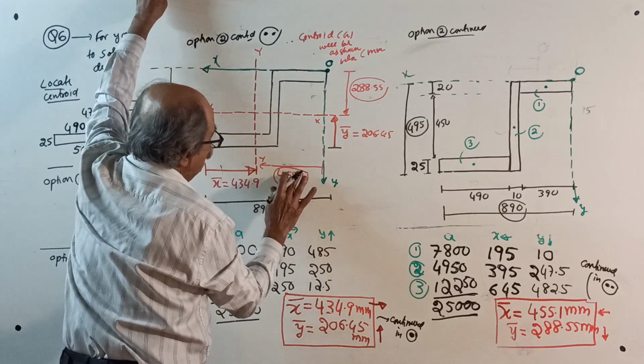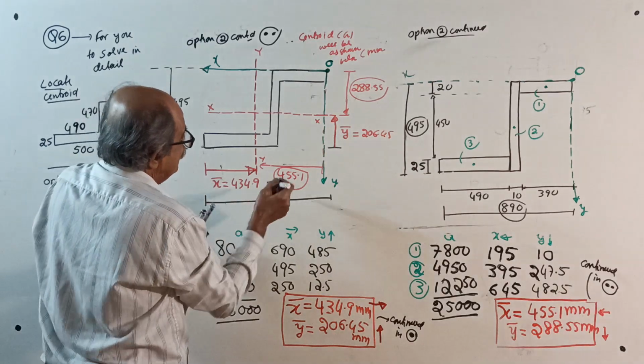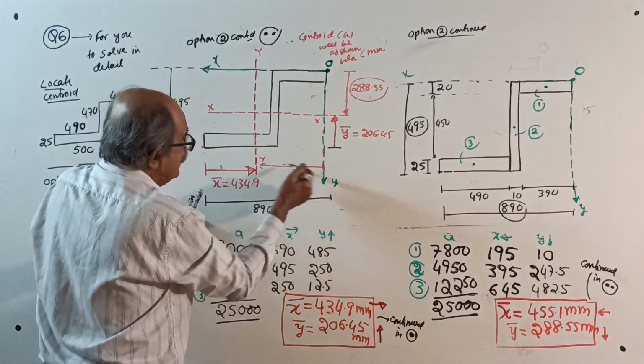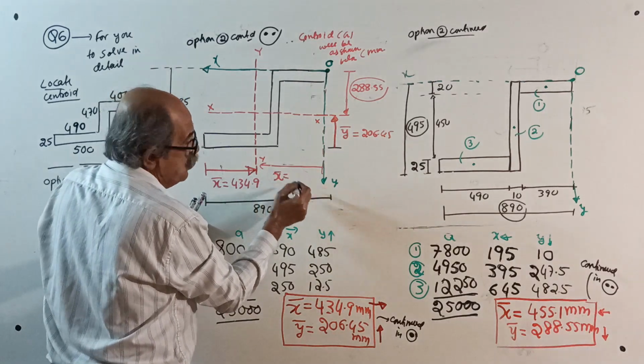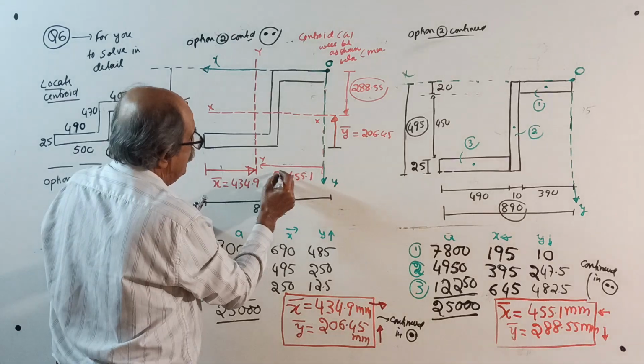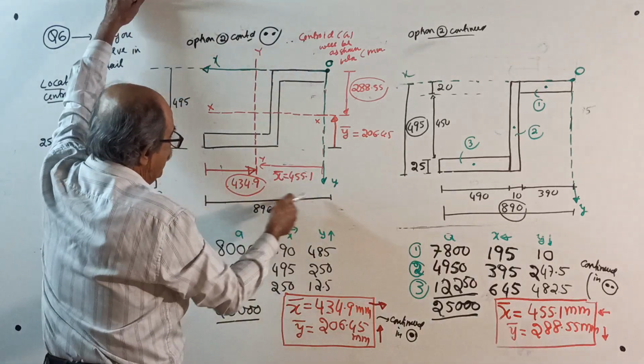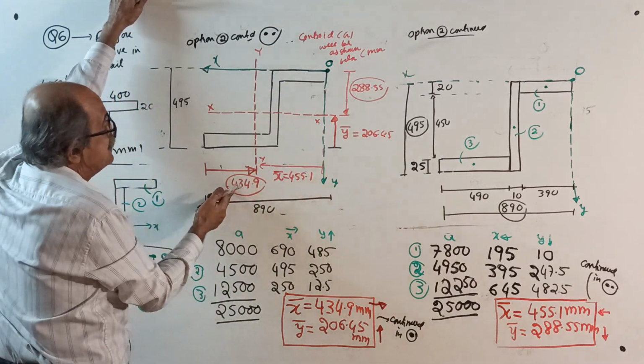That is therefore here. You are right. From here, x bar equal to how much you got there? 455.1 millimeter is x bar. This distance you calculate. How? From 890, subtract it, get this distance here.